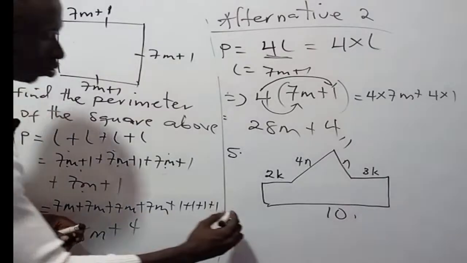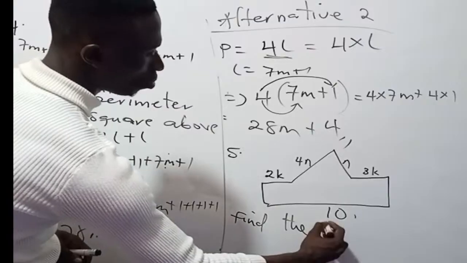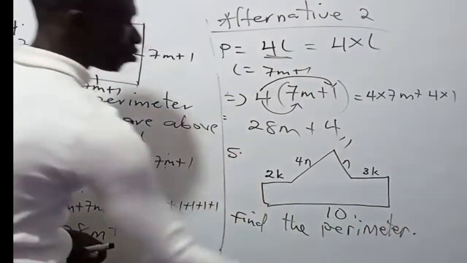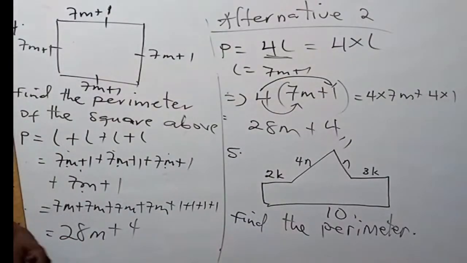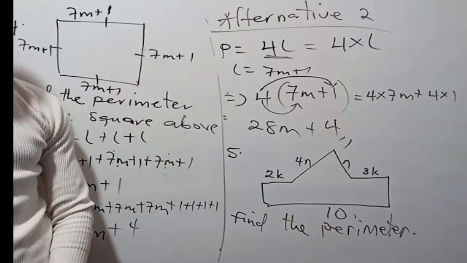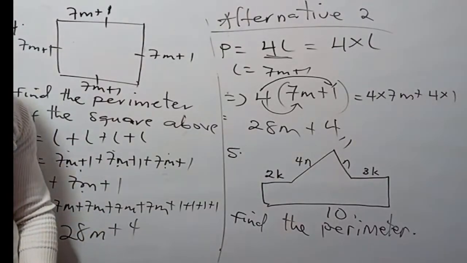All right. So find the perimeter. Activity 5. Now let's try our hands on this. You have 10 seconds.